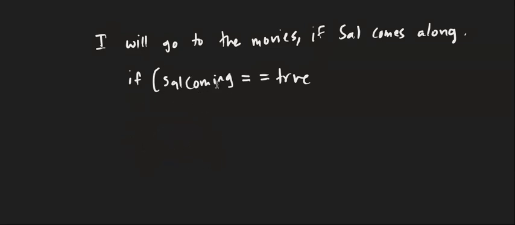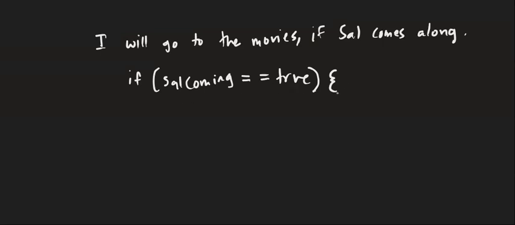But here we're checking the condition: if Sal coming is true. So that's double equals, assuming Sal coming is a Boolean variable, okay? Now you don't have to do this. It's optional. You don't have to say Sal coming equals true. You can just type if Sal coming, and if it's a Boolean, the computer is going to automatically know that you're checking a condition. But let's not go there now because that's rather confusing for no reason.